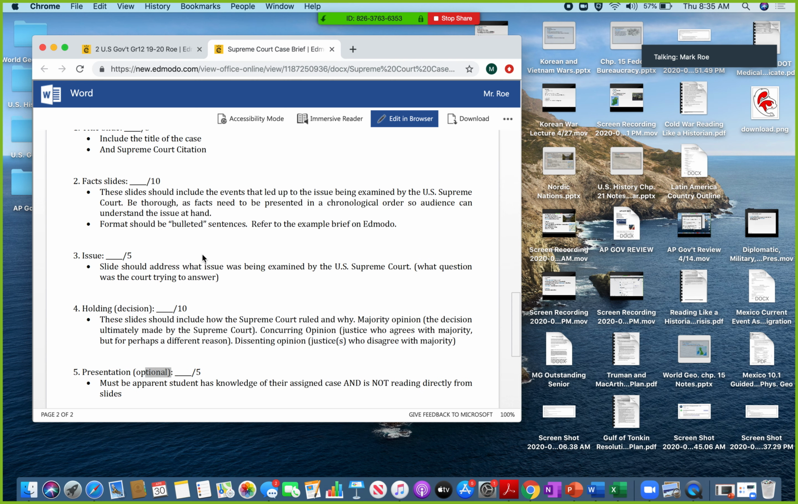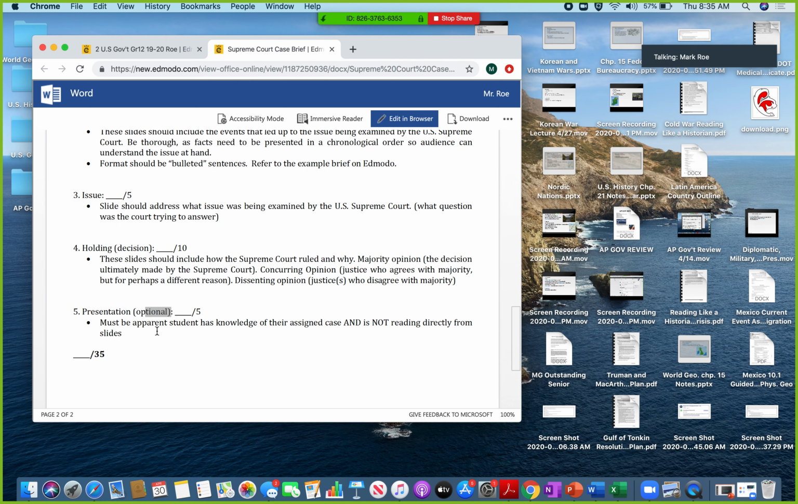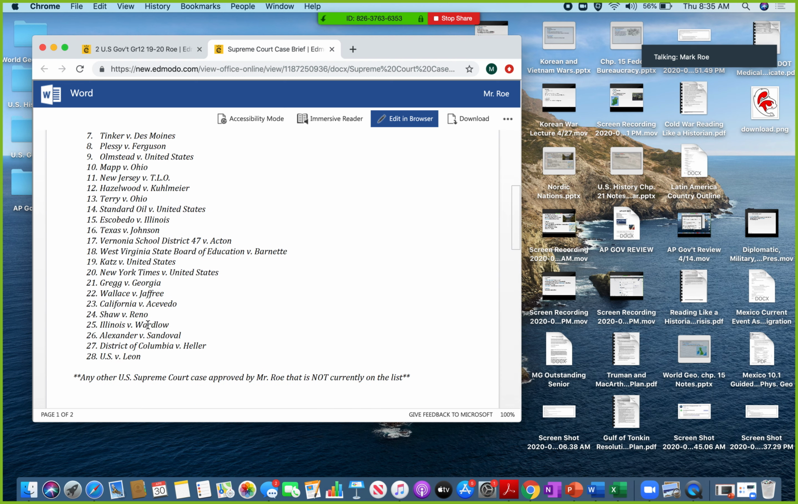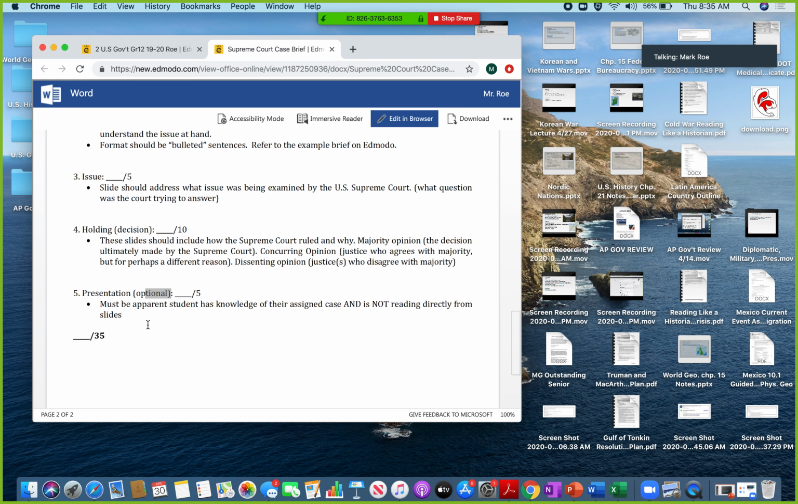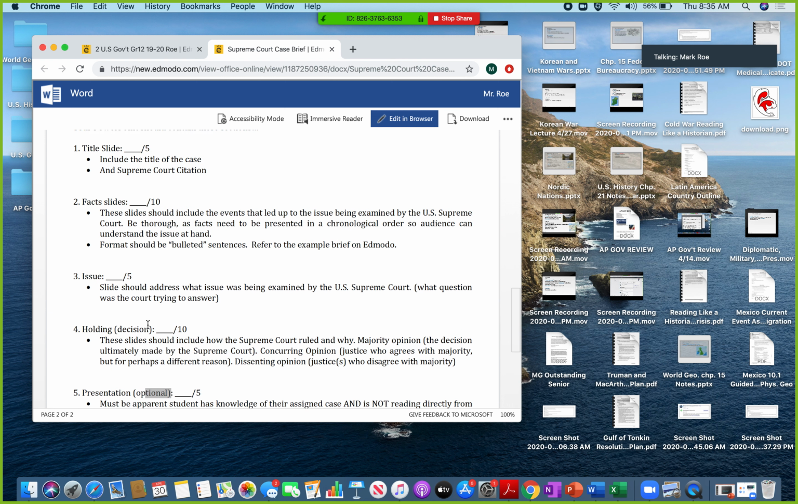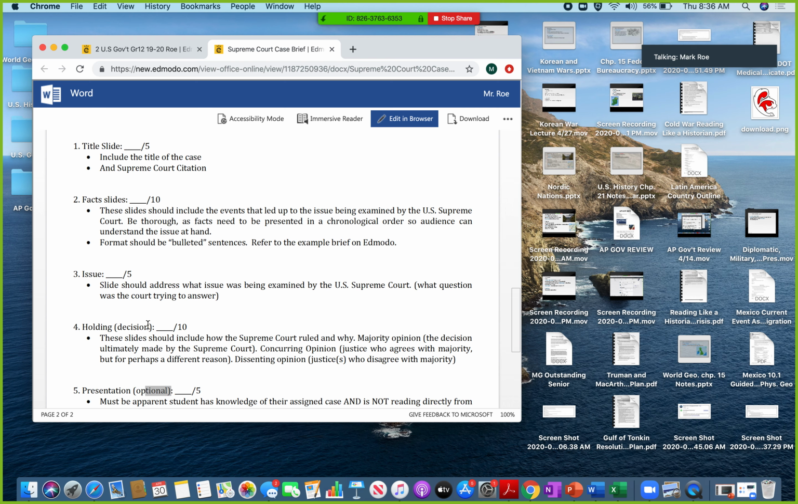And then here are the categories. I know here it says that the presentation is optional. I did not update the rubric. So in our case, the presentation is not optional. It's a required part of the project. So if you choose not to present, you lose those points, okay? So keep that in mind. The presentation, I'll say it for a third time, is not optional in our case, okay? And then these are the different sections that must be apparent in your PowerPoint and in your presentation, okay?